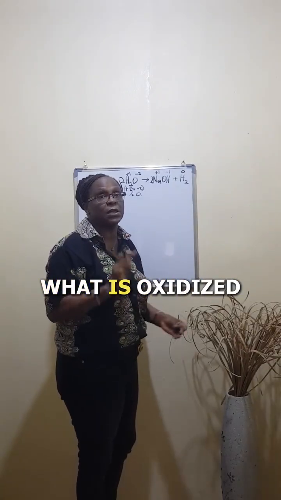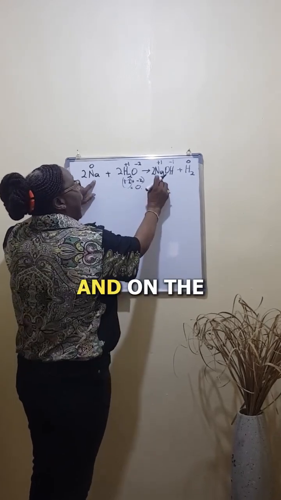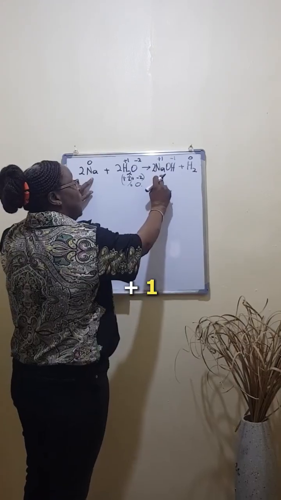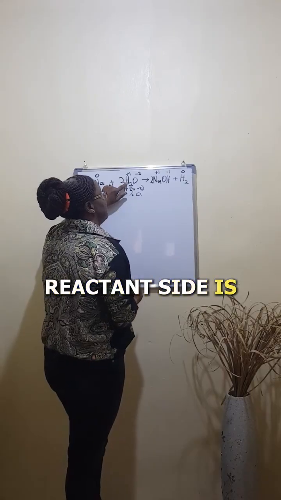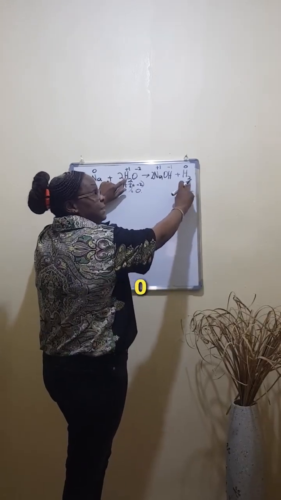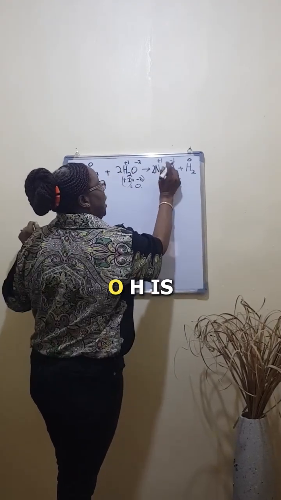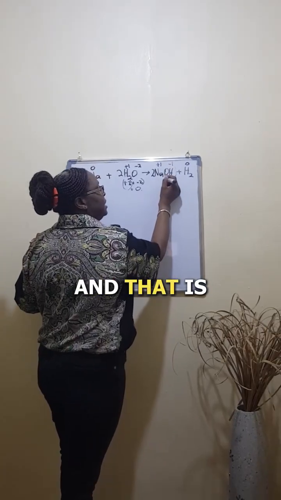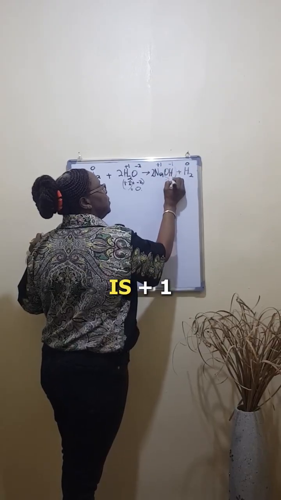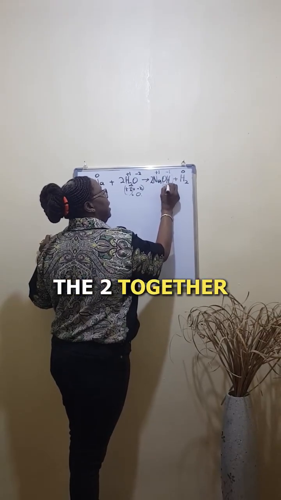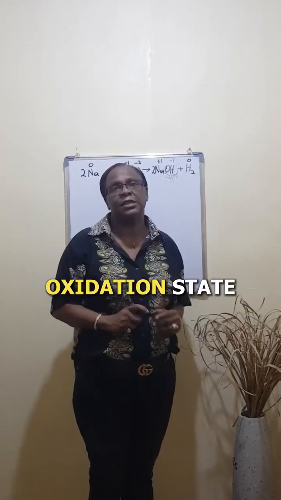The question was, what is oxidized and what is reduced? On the reactant side, sodium is 0, and on the product side it is now +1, so it has been oxidized. Hydrogen on the reactant side is +1, on the product side it is 0, so it has been reduced. Oxygen is -2, OH is -1, and that is because oxygen there is -2 while the hydrogen is +1. So you add the two together, you get -1. So oxygen has not changed its oxidation state.